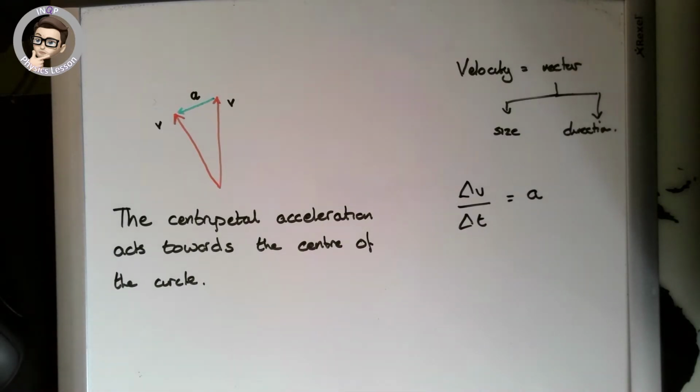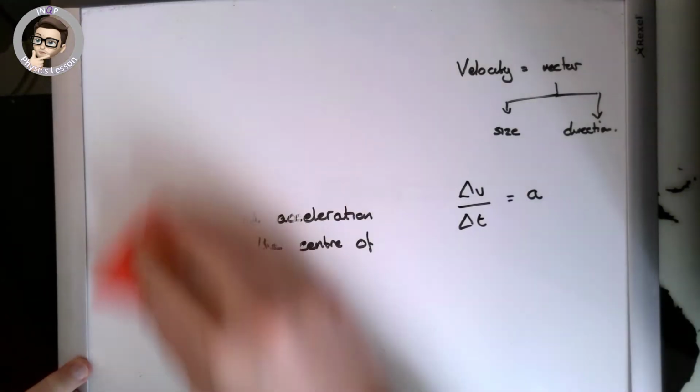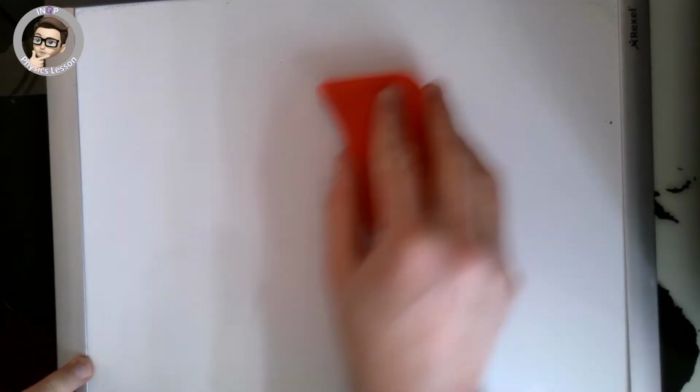Okay, so let's do the proof. Let's do a proof of what this acceleration actually equals and how we get to it. As I've said, you don't need to know this proof, but this proof should help you understand it, and certainly this is some quite good physics and some quite good maths to go with it.